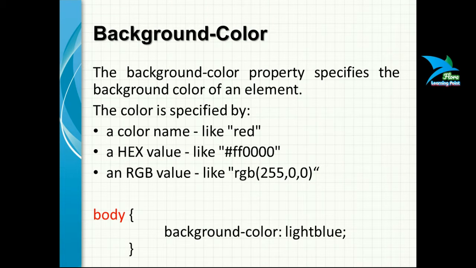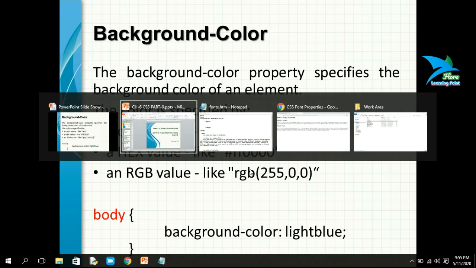First property that we will discuss is background color. The background color property specifies the background color of an element. That means we can use this property to apply background color with any element. So the color is specified by again three ways. One is by name, one is by hexadecimal value, or you can specify RGB value by using RGB function. So let's start how we can use this property.